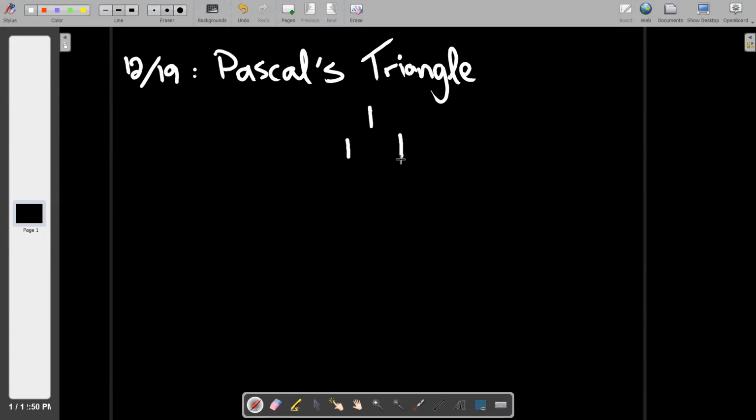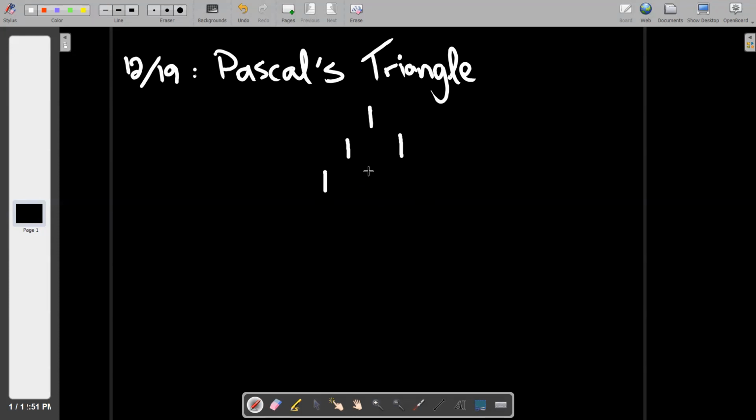Like I said, every row will start with a 1 and end with a 1, and every term on the inside of the row will be the 2 numbers diagonally above it, added together. So this next row, you guessed it, is going to start with a 1. As I said, they all start with 1 and end with 1. Now, any number is going to be found by adding the 2 numbers diagonally up above it.